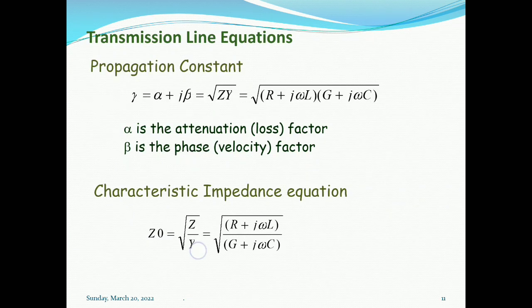The transmission line equations for the short line: the propagation constant gamma equals alpha plus j beta, equal to the root of ZY. Z is commonly represented as R plus j omega L, and admittance Y is commonly represented as G plus j omega C. Here alpha is the attenuation factor and beta is the phase factor or velocity factor. The characteristic impedance Z0 is the square root of the ratio between the impedance and admittance, root of R plus j omega L divided by G plus j omega C.